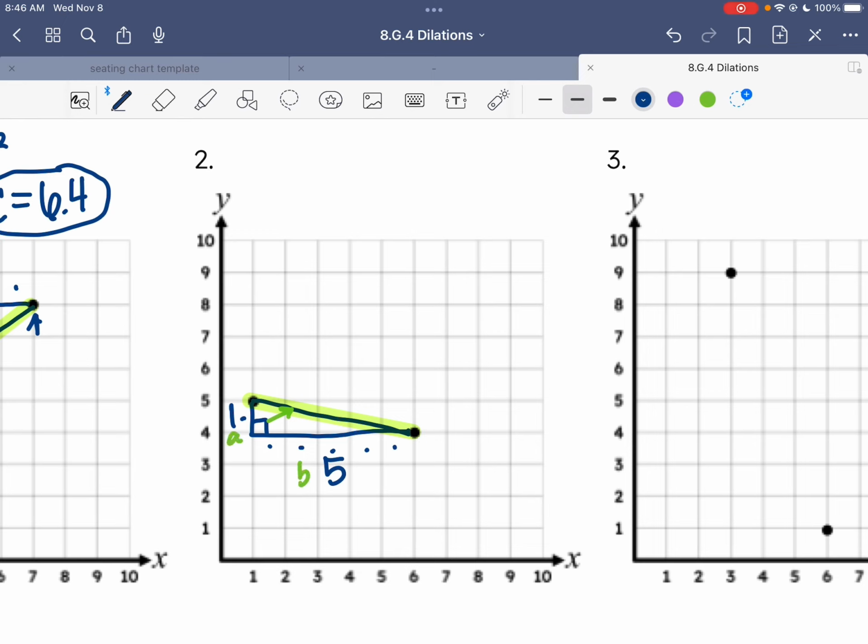When we plug it into the Pythagorean theorem, we have 1 squared plus 5 squared equals c squared. So we know that 26 is equal to c squared. We take the square root of both sides because the inverse operation of squaring a number is taking the square root of a number. So c is approximately 5.1.